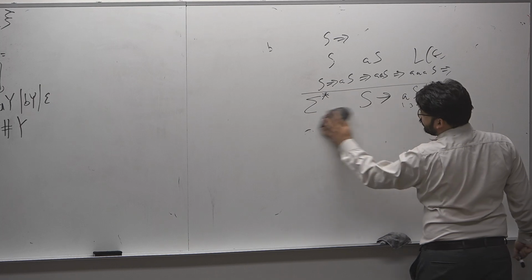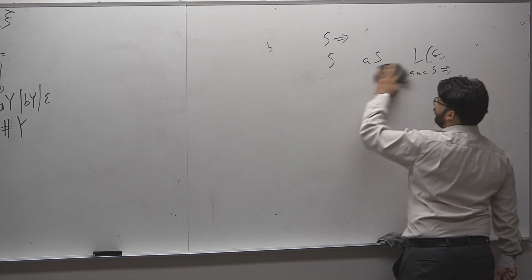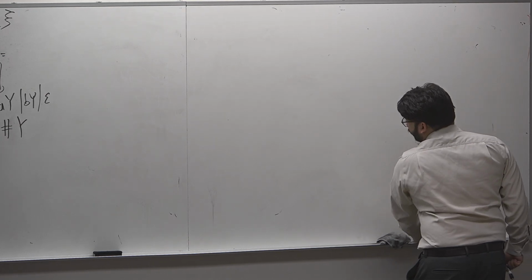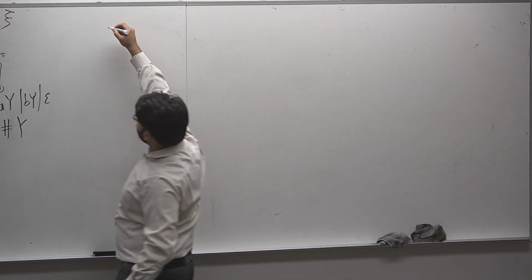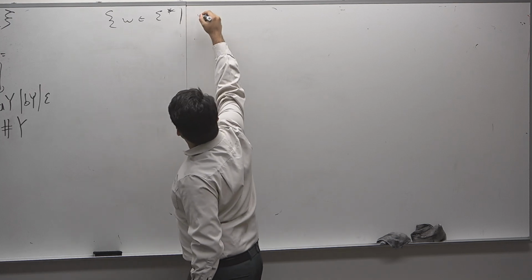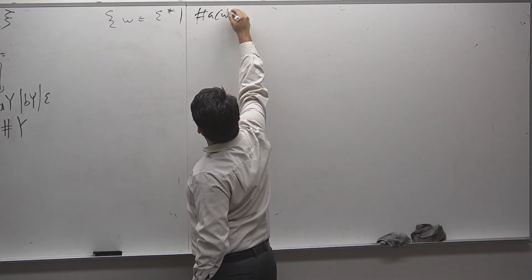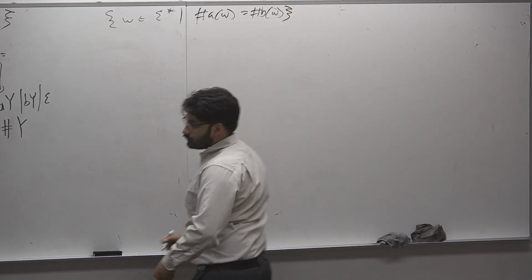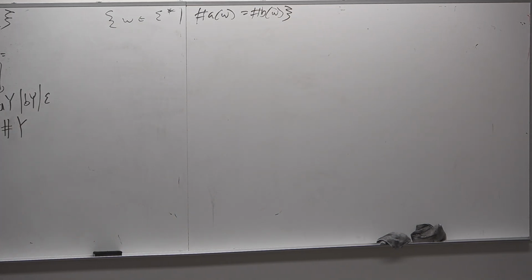So suppose I wanted a string like a to the n, b to the n, but I did not want to enforce that the a's come before the b's. I just want to enforce that there's an equal amount. Give me a context-free grammar for that.